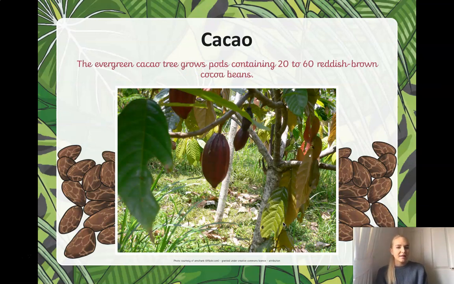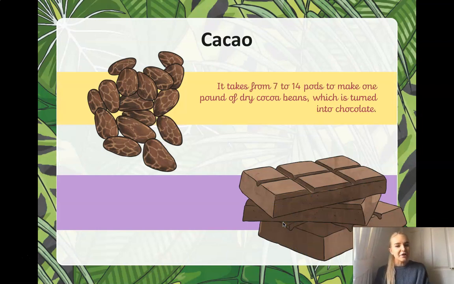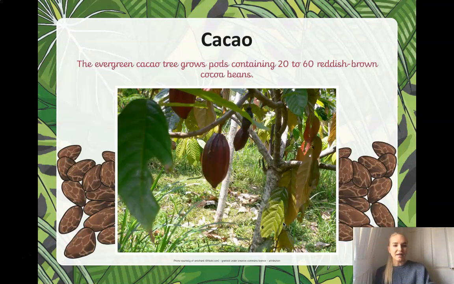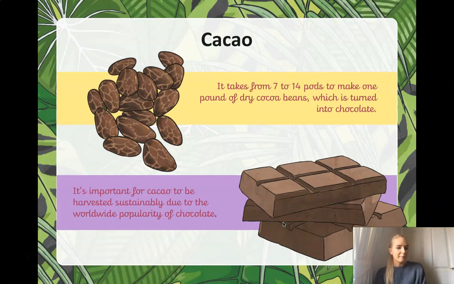The evergreen cacao tree. Do you know what the cacao tree produces? They contain cocoa beans. Do you know what cocoa beans make? Cocoa beans make chocolate. So, in our cacao tree, we can see that it takes from 7 to 14 of the pods to make 1 pound of dry cocoa beans, which is turned into chocolate. So we can make chocolate from our cacao tree.